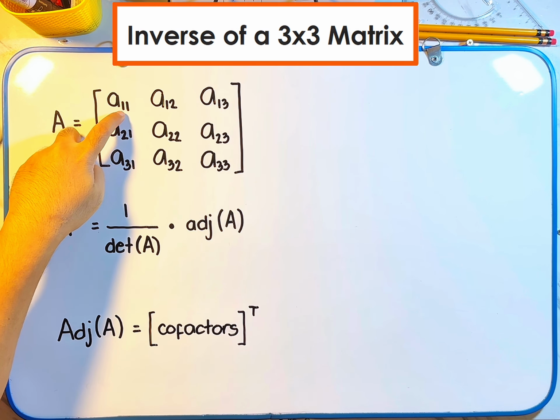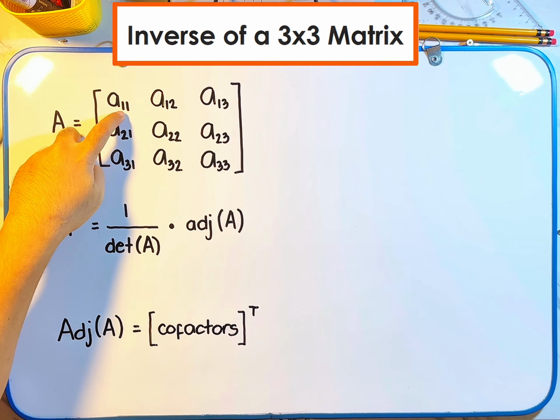Let us try one more. First, let us solve for the determinant. Let me copy. Next, copy the first two columns outside. Let's multiply diagonally downwards from left to right.